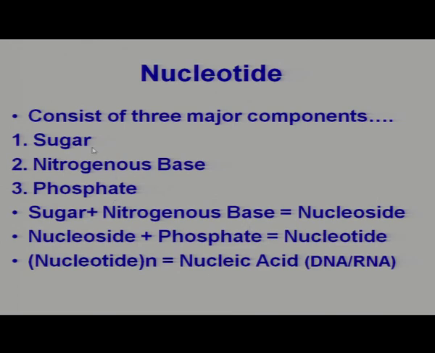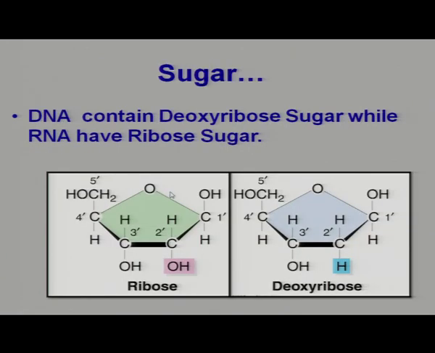Now, let us see which sugar makes the nucleotide, or we can say makes the DNA. There is deoxyribose sugar as well as ribose sugar, which constitutes the nucleic acid. As we know, nucleic acid is of two types, DNA and RNA. DNA stands for deoxyribonucleic acid and RNA stands for ribonucleic acid. DNA is having deoxyribose sugar while RNA is having ribose sugar.